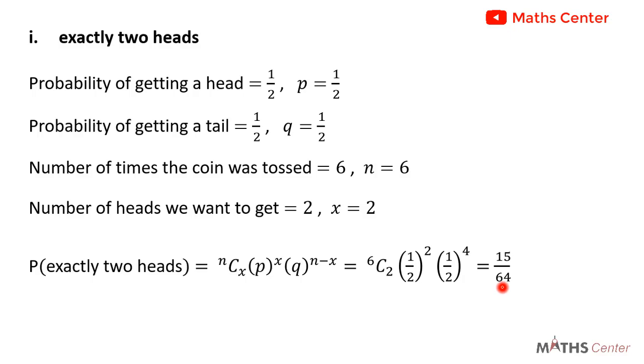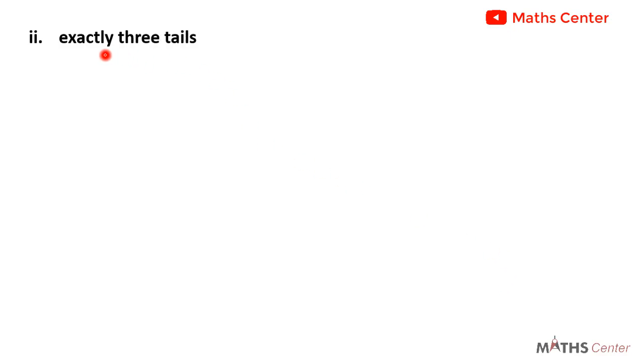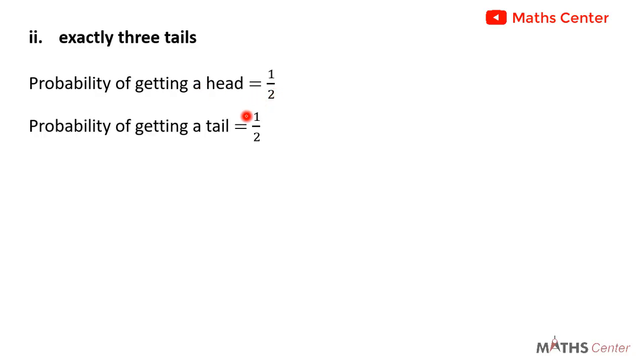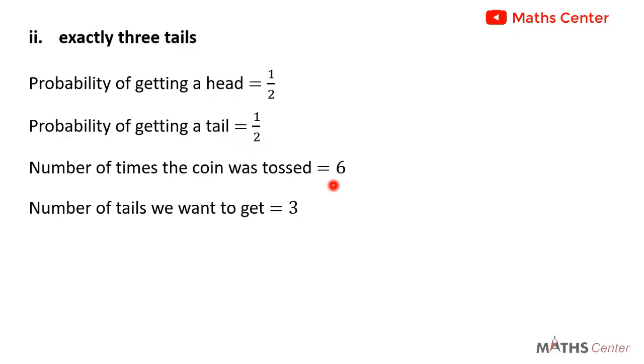Let's consider the second event, the probability of getting exactly 3 tails. We have learnt that when the coin is tossed once, the probability of getting a head is half. The probability of getting a tail is also half. The coin was tossed 6 times. Here, we are looking for the probability of getting exactly 3 tails. So we want 3 tails. The number of tails we want to get is equal to 3. Since this is a binomial situation, we can use the binomial probability distribution, which is that the probability of getting exactly 3 tails will be n combination x, p exponent x, q exponent n minus x.